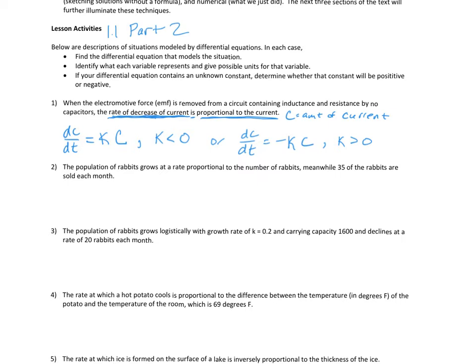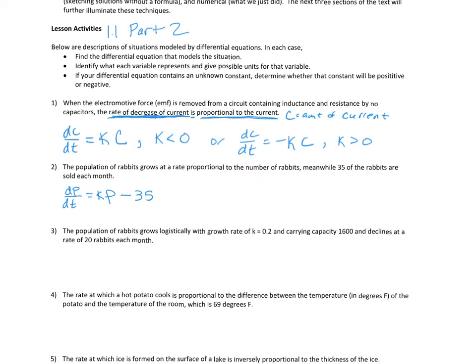The population of rabbits grows at a rate proportional to the number of rabbits. So that's just the Malthusian model. So we'll use R for rabbits. Or maybe P. I'll use P for population. The population grows, so its rate of change grows at a rate proportional to the number of rabbits. Oops, that should be P. Proportional to the population. Meanwhile, 35 of the rabbits are sold each month, so just minus 35. So it's not 35t, which is a common mistake.